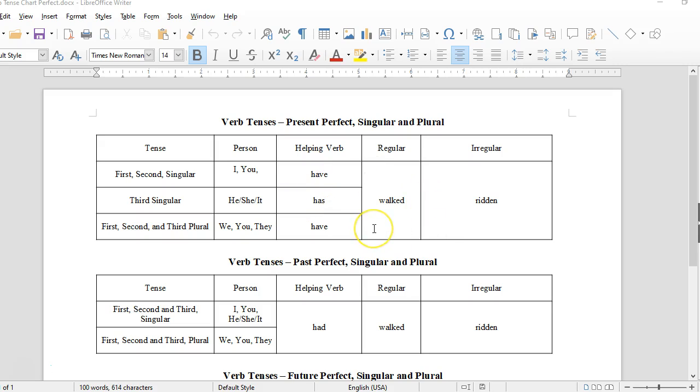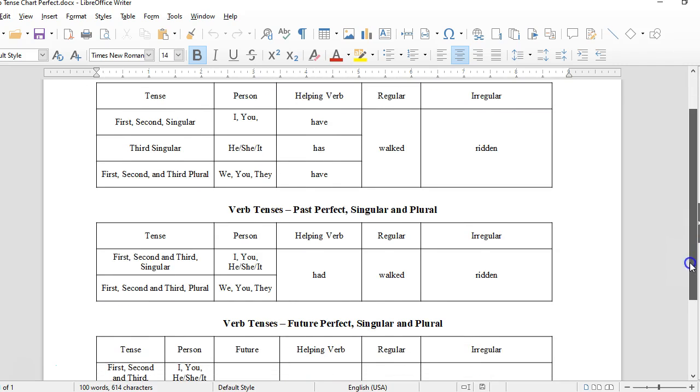So the other parts of my chart here show you a regular verb and an irregular verb. But both of these are participles. I have walked for several miles. I have ridden my bike for several miles, and so forth.